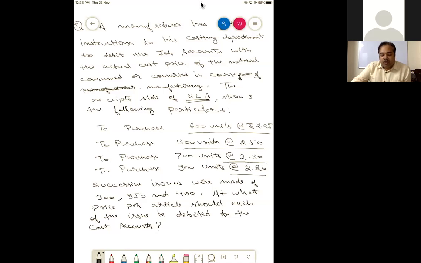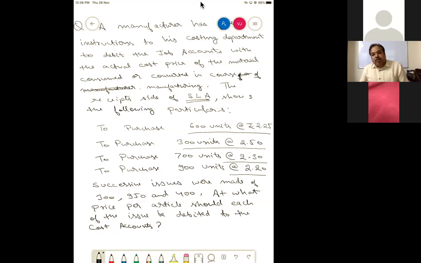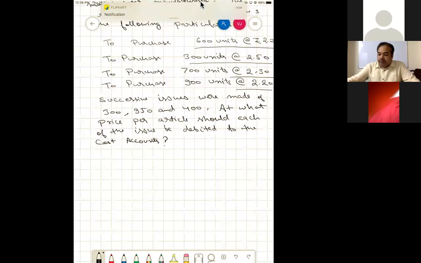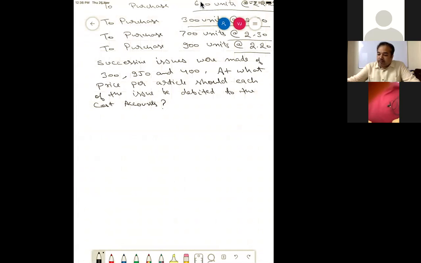Now, I showed you that in the stock ledger, the store ledger account, we make 3 columns. One is your receipts, second one is your issues, and third one is your stock. Now let us see how this is being maintained. Now the solution.